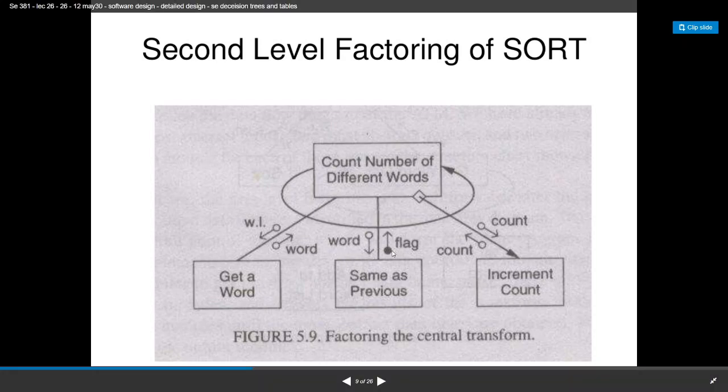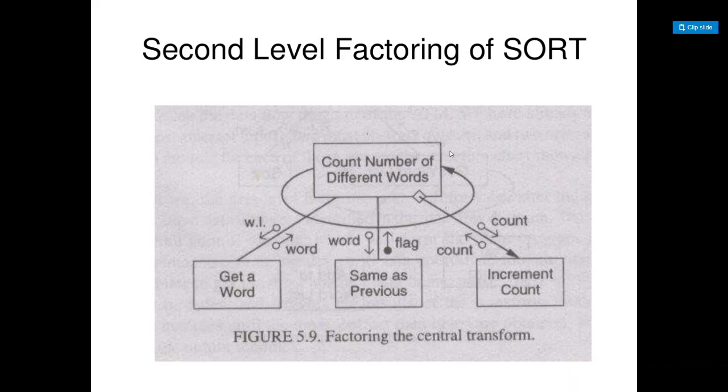Okay, so if it is the same as the previous word, then it is flagged or something like that. Then, if it is a new word, what happens? You need to increment the count, right? So what is the original count that comes in, then the count has been incremented, then again it is sent back to the function count the number of different words. Okay, so this is how it happens.